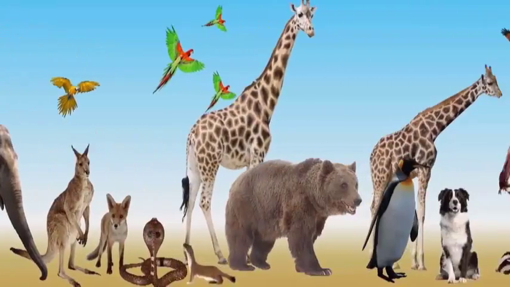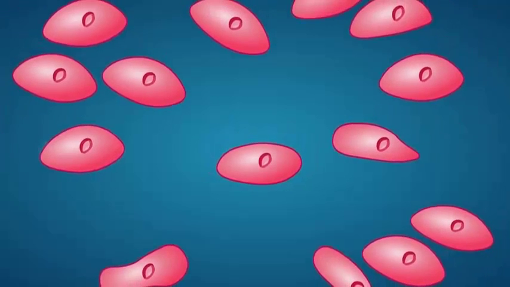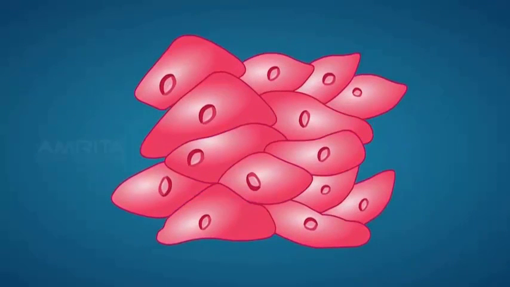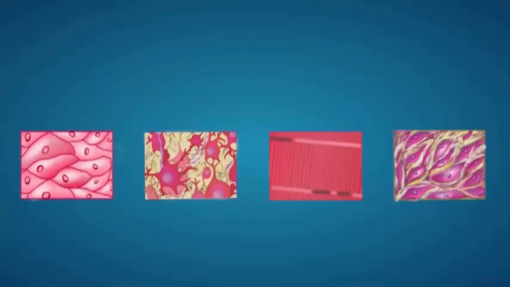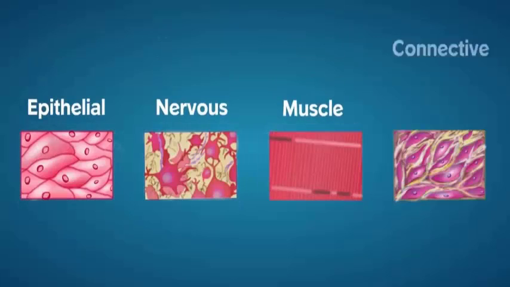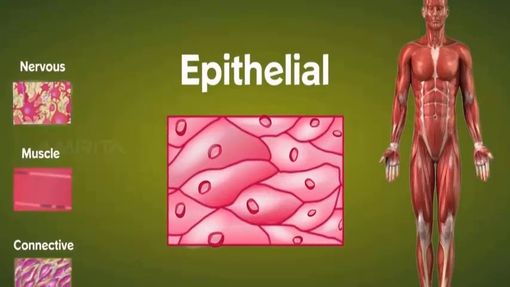Almost all animals are made up of tissues. Tissues are groups of cells that are similar in structure and work together to achieve a particular function. Animal tissues are grouped into 4 basic types: epithelial, nervous, muscle, and connective tissues. Let's first look at the epithelial tissue.